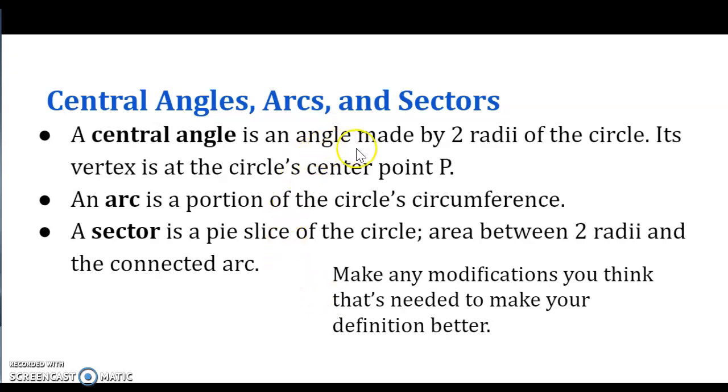So the central angle is an angle made up by two radii of a circle. Its vertex is at the circle center, point P, and it does not always have to be called P; it can be called any letter. But it's important that the vertex of that angle is at the circle center. An arc is a portion of the circle's circumference. A sector is a pie slice of the circle, so it's the area between the two radii and the connected arc.